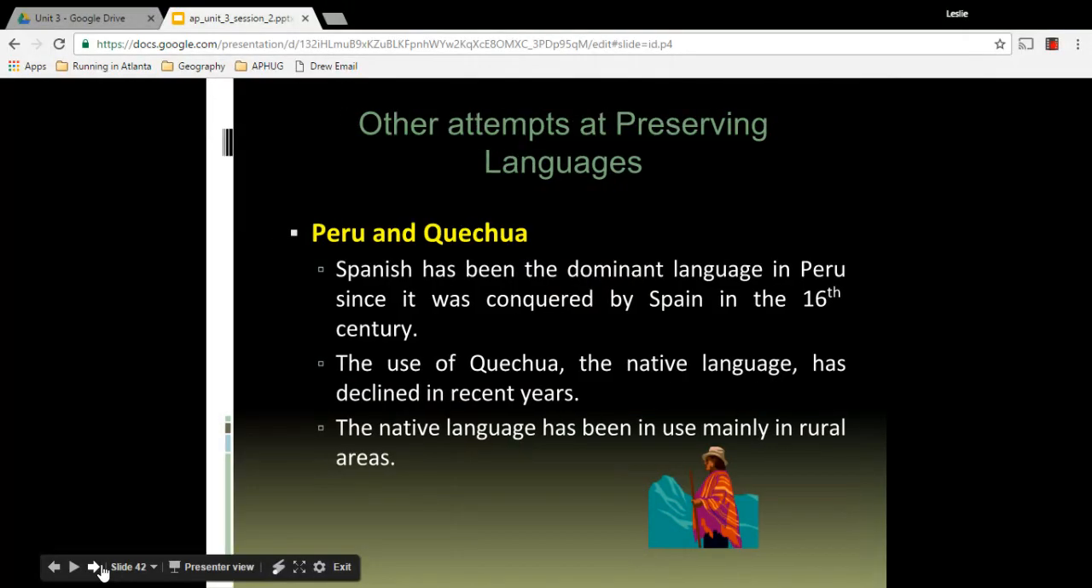In Peru and Quechua, Spanish has been the dominant language in Peru since it was conquered by Spain in the 16th century by the conquistador Francisco Pizarro. The use of Quechua, the native language, has declined in recent years. It was the native language of the Incas, and the native language has been in use mainly in rural areas.